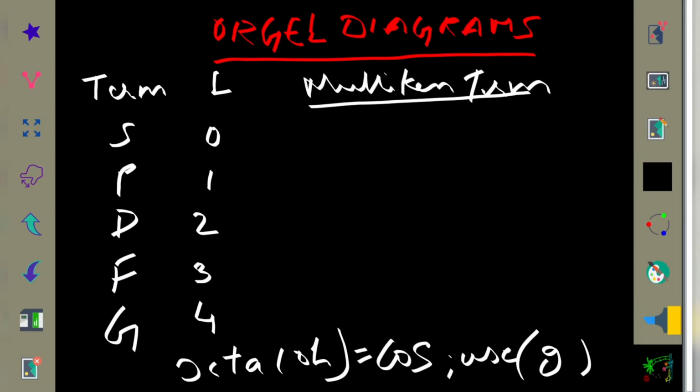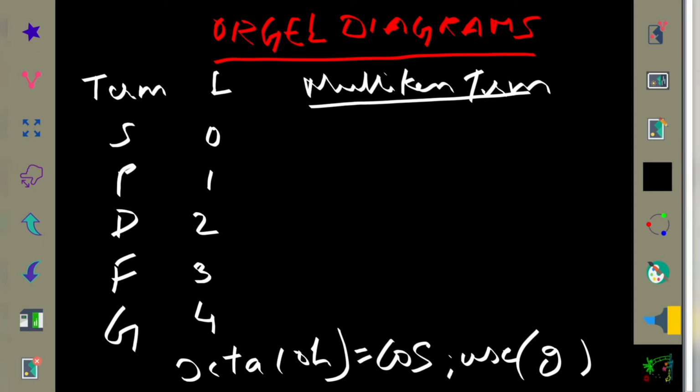So today we will be learning how to draw the Orgel diagrams for the given configurations or for the given states. Previously we have already uploaded a few videos on how to find the term symbol for an atomic or a molecular term symbol. You can go through those videos also if you don't know how to calculate the term symbols. So now let's move to the Orgel diagram.